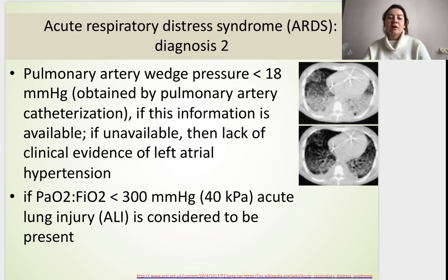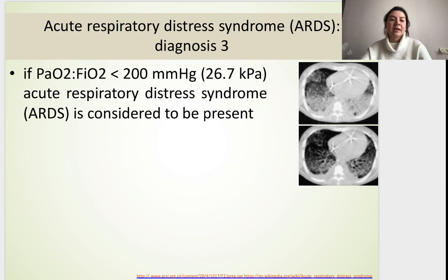If the ratio between the partial pressure of oxygen in arterial blood and the fraction of inspired oxygen is less than 300 mmHg or 40 kilopascals, acute lung injury is considered to be present. If this ratio is less than 200 mmHg or 26.7 kilopascals, acute respiratory distress syndrome is considered to be present.